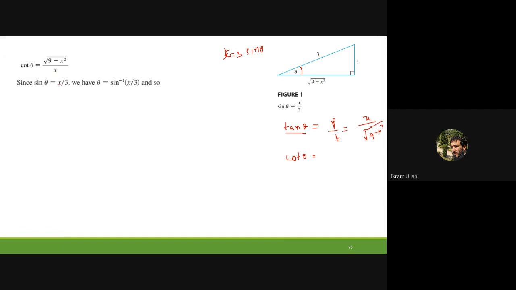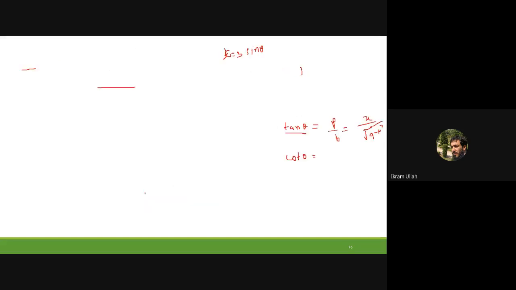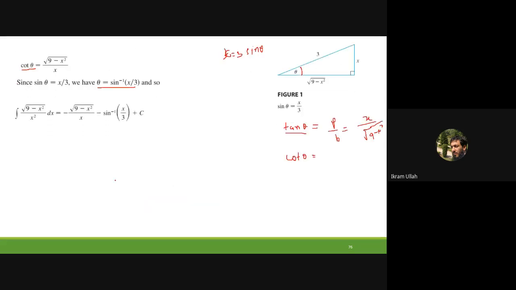And since sine theta is equal to x by 3, from here you can take the inverse of this function. So theta is equal to sine inverse of x divided by 3. So in this equation, put the value in place of cotangent theta and the value in place of theta, and we get this. So the integral is equal to minus the square root of 9 minus x square divided by x, minus sine inverse of x divided by 3, plus c. So this is the integral of this function by using the substitution.